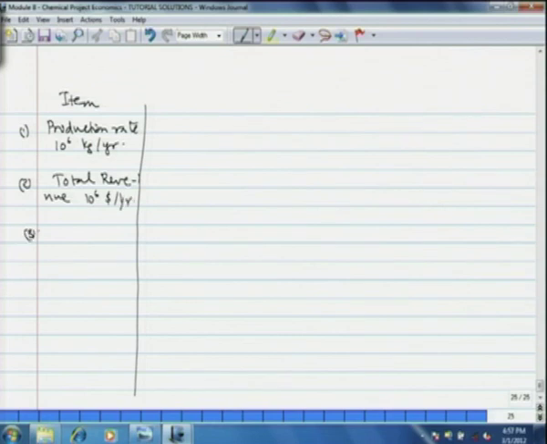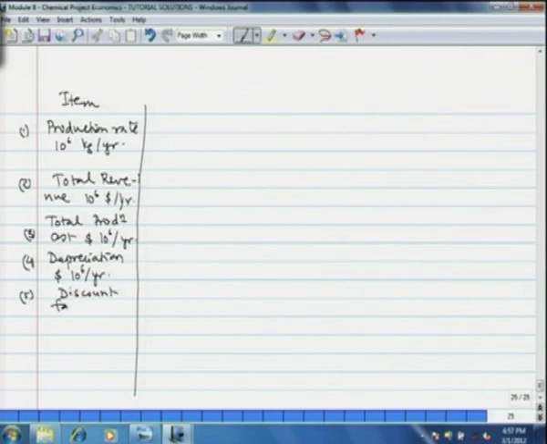Then the third item, the total production cost, again dollar 10 to power 6 per year. Then the depreciation, dollar 10 to power 6 per year. Then fifth is the discount factor, which is 1 plus 0.3 raised to minus j, as we just said.